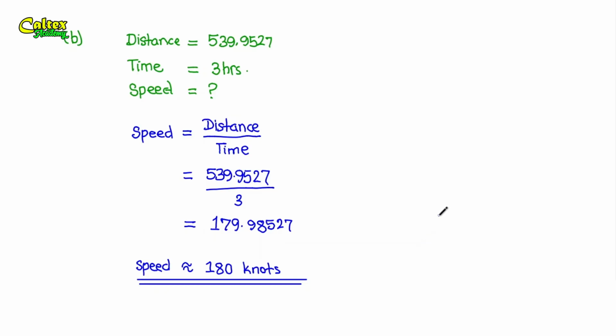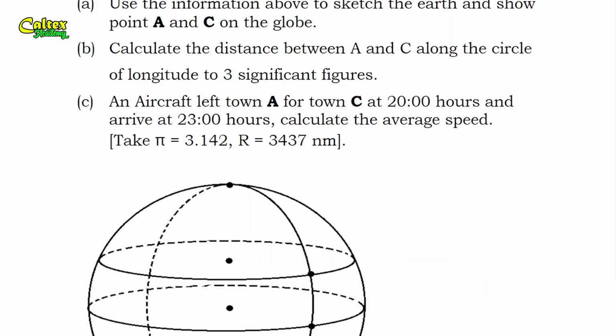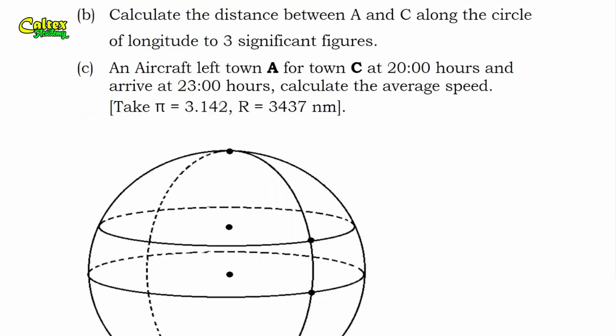So again, let's move on to the next question, question 2. All right, in question 2, it says point A is on latitude 30 degrees north and point C is on latitude 72 degrees south and on the same longitude, 42 degrees east. Use the information above to sketch the Earth and show points A and C on the globe. Now I've sketched some diagram here. We just need to follow and locate exactly where these points are.